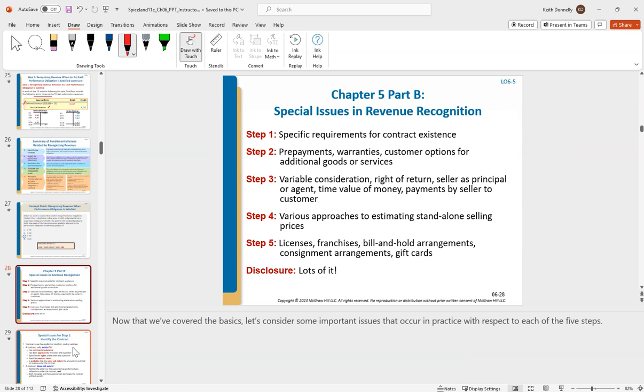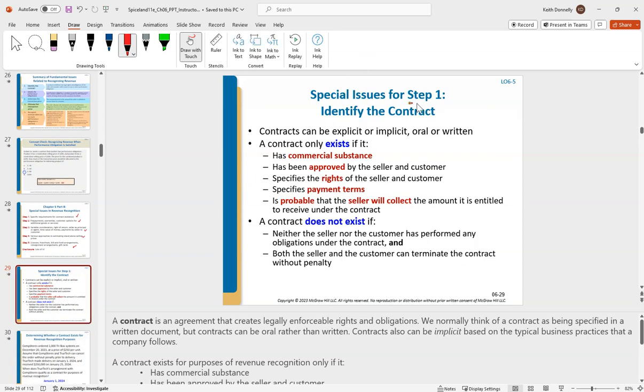Now we're going to build off of some specific items here. We said we have 5 steps, 1, 2, 3, 4, 5. Each one of those steps has some oddities to it, some things you have to be aware of that are not super intuitive or common, but could happen in real life. So let's look at issues that arise with step 1. Step 1 of the revenue process says identify the contract.